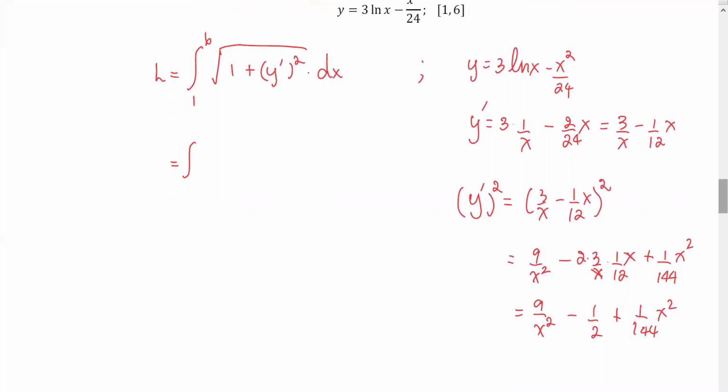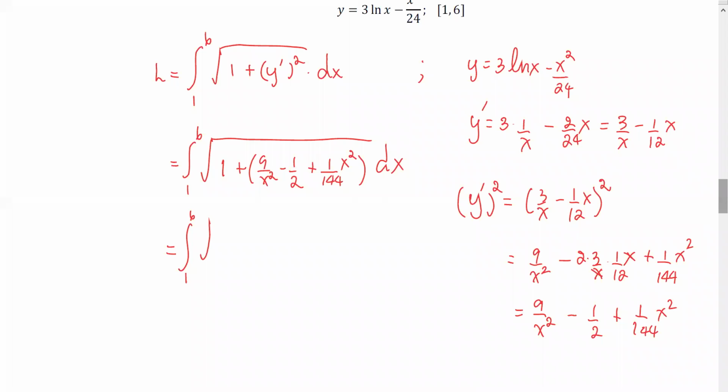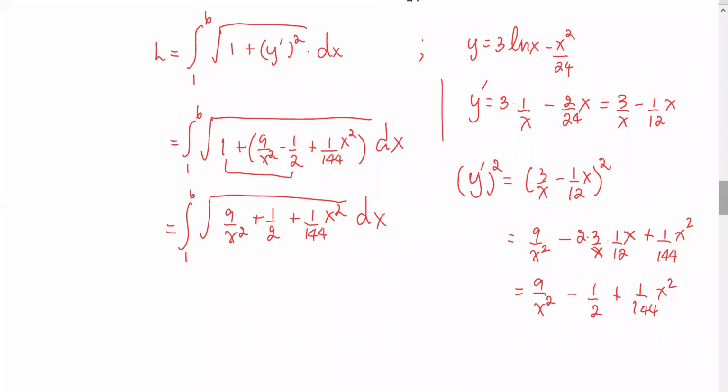For the formula, integral from 1 to 6, square root of 1 plus y prime squared, which is 9 over x squared minus 1 over 2 plus 1 over 144 x squared, with respect to x. Simplify the radicand. Rewrite it as 9 over x squared, 1 minus 1 half gives us positive 1 over 2, plus 1 over 144 x squared. As you noticed, the three terms are similar to the three terms of the y prime squared. The difference is the middle term, which is positive in sign instead of negative.